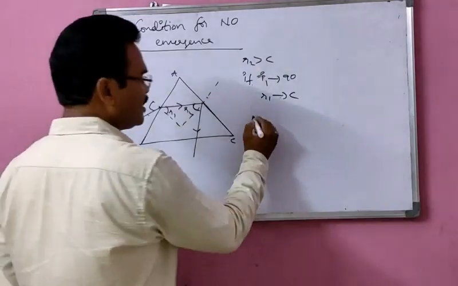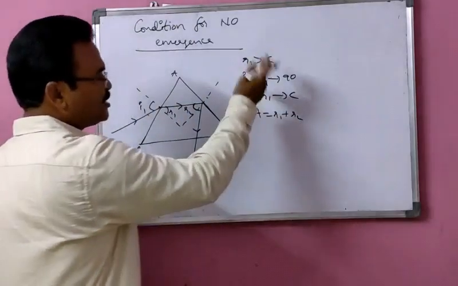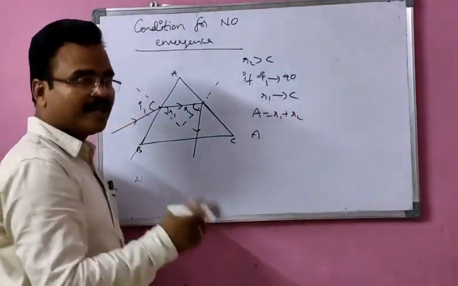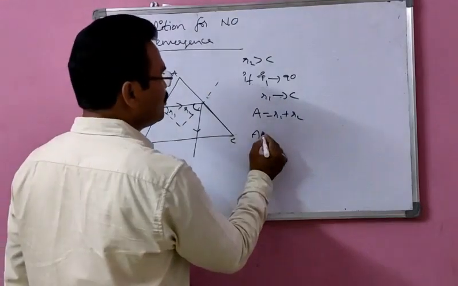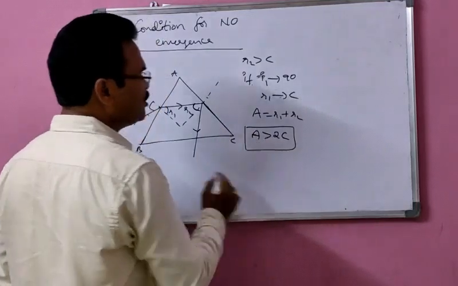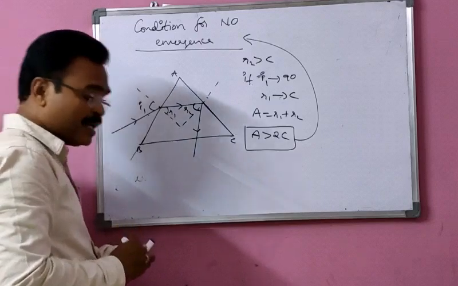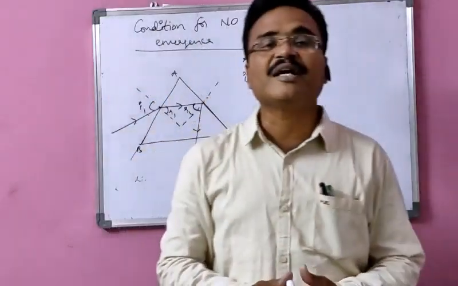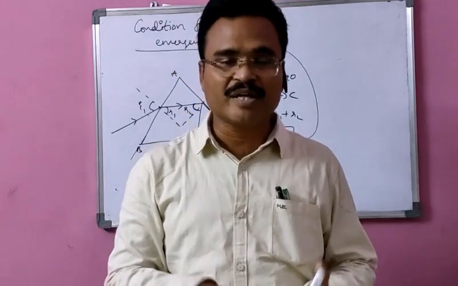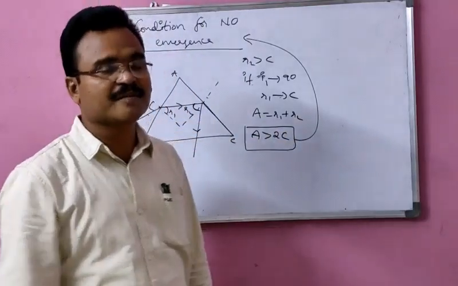So we have the relation A equal to R1 plus R2. If you write this, A is greater than C, this is also equal to C. On the whole, it becomes greater than 2C. So A greater than 2C is the condition for no emergence. A less than 2C is the condition for grazing emergence. Condition for no emergence we have seen. Condition for grazing emergence also we have seen.